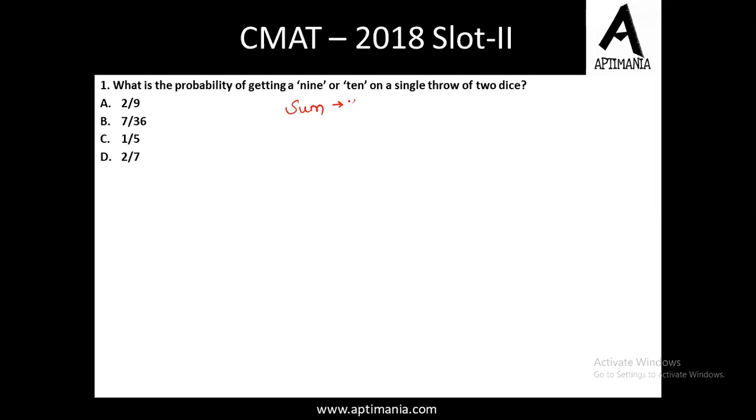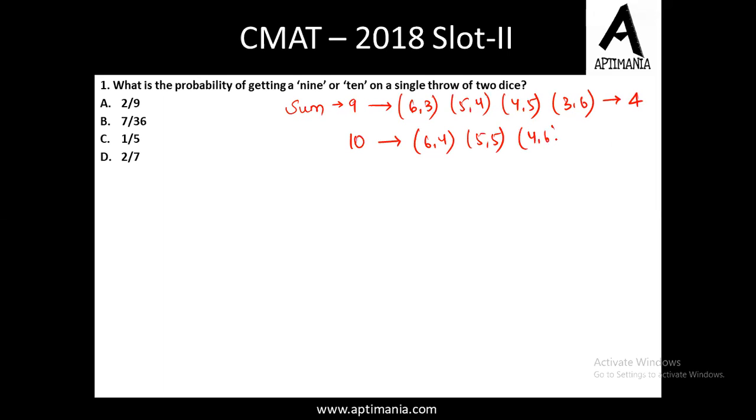For getting the sum as 9, the favorable cases can be 6 3, 5 4, 4 5, or 3 6. So a total of 4 favorable cases are possible when I'm talking about the sum to be 9. And for the sum to be 10, the cases can be 6 4, 5 5, or 4 6. That means a total of 3 favorable cases are there when I'm talking about the sum to be 10. So total favorable cases that we'll have is 7.